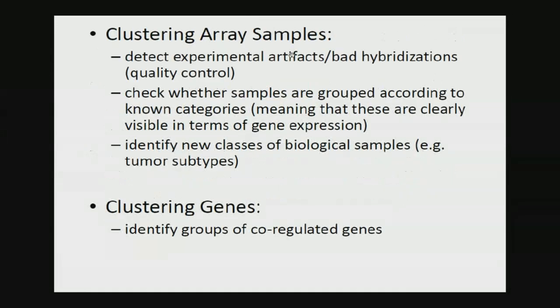So like I said before, if we cluster array samples, we can detect experimental artifacts or bad hybridization. This is also like a complementary step for quality control. We can check whether samples are grouped according to known categories. We can also identify new classes of biological samples. By clustering genes, we could identify groups of co-regulated genes.